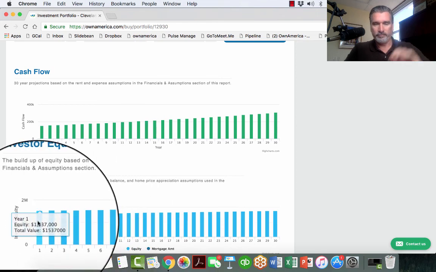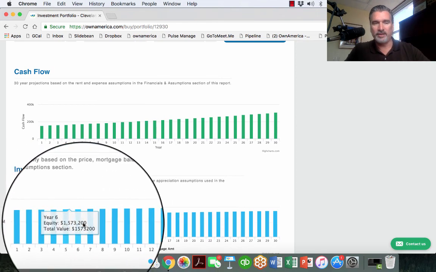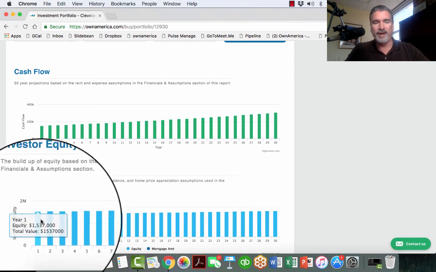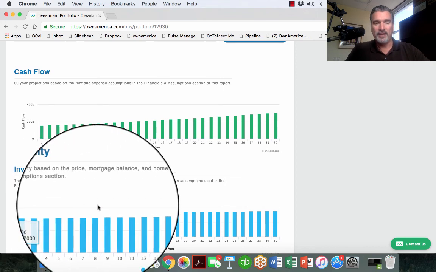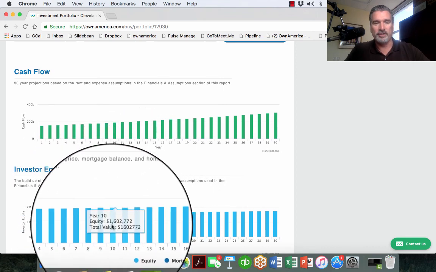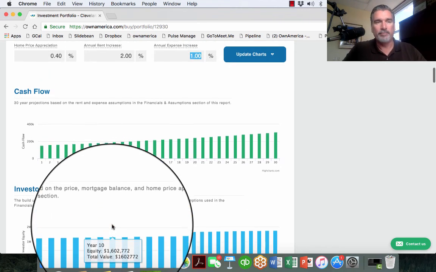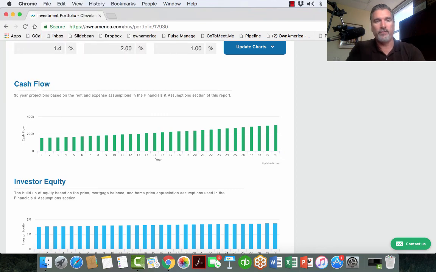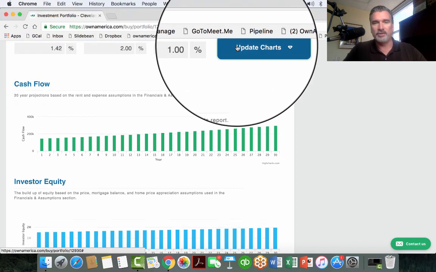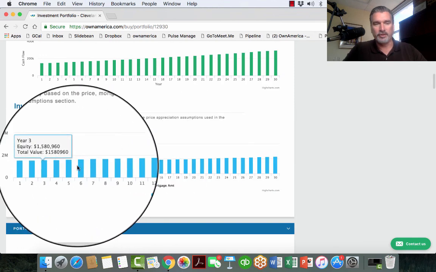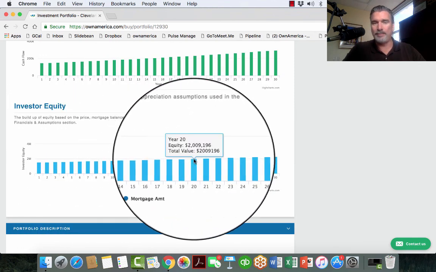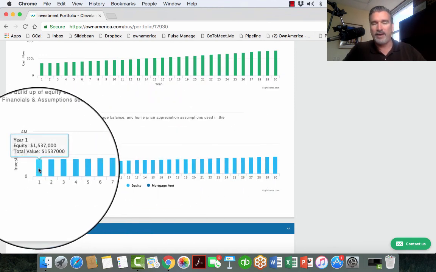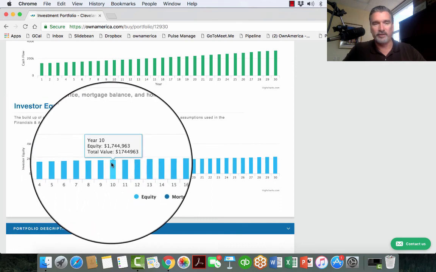For purposes of comparison, I'm going to go out 10 years and say that my $1.5 million in value today, based on this modest appreciation rate, is going to be $1.6 million. Not a great 10-year appreciation. But let me change the 0.4 to 1.42 and then update my charts. The chart adjusts its scale, so it looks like it went down, but it didn't go down. Now my $1.5 million in equity up front 10 years later is $1.75 million.